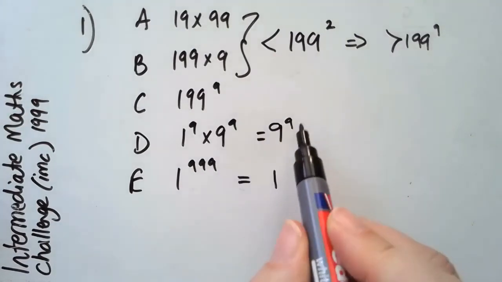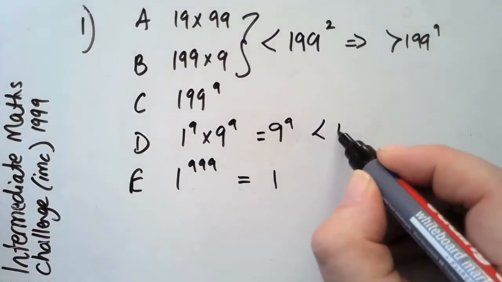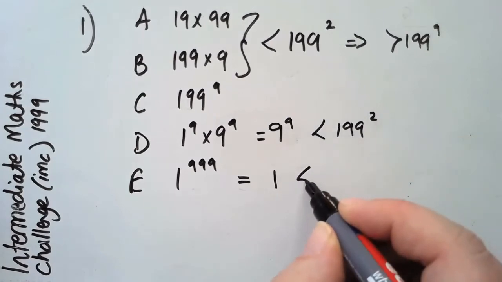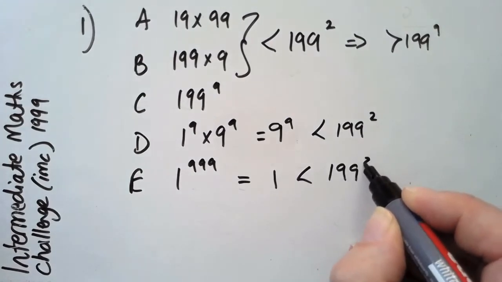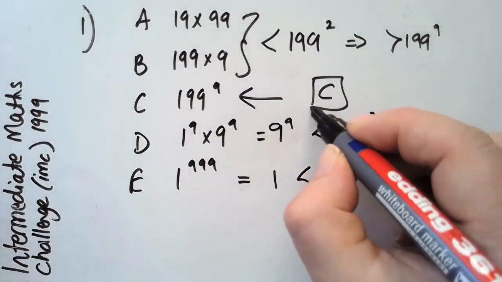So we are just looking at these here, which this is obviously less than 199 squared, and this one is obviously less than 999 squared. So therefore, the answer is this one, which is C.